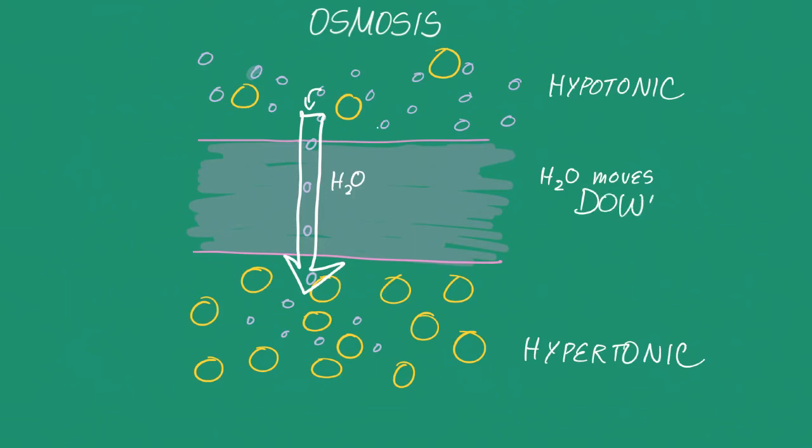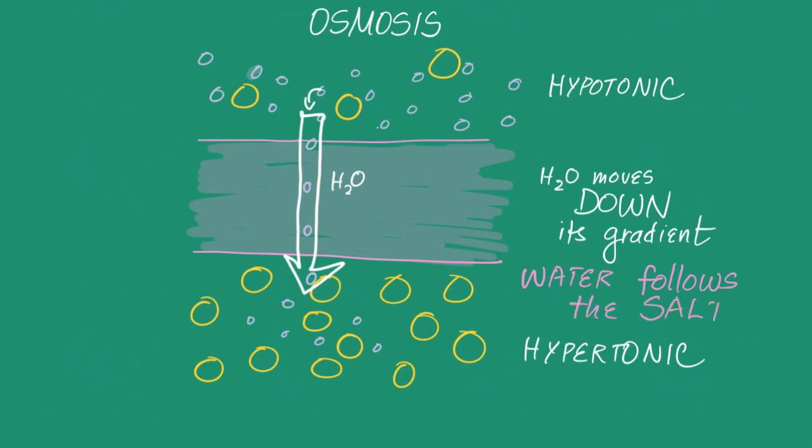So we say that water moves down its gradient, and the easiest way to remember osmosis, or the most practical way to remember osmosis, is that water follows the salt.